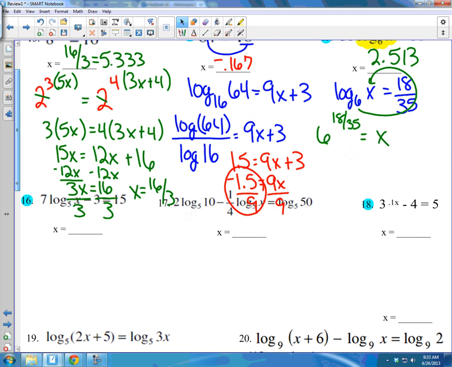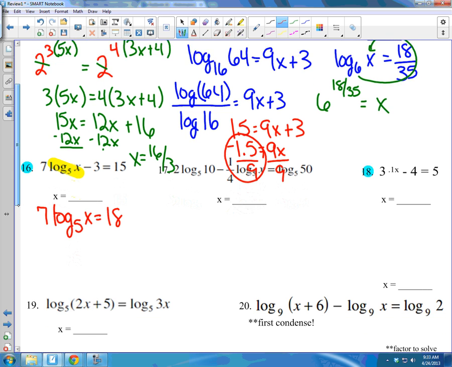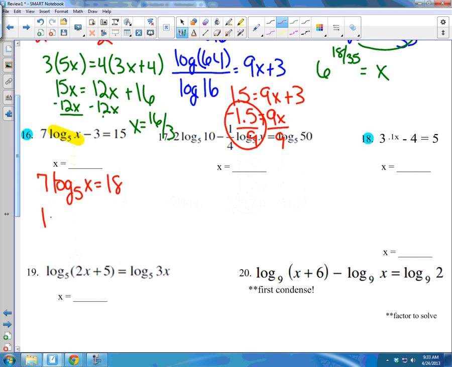All right, let's take a look at 16. So I'm going to have to do a little erasing here so you can actually see 16. Again, we highlighted it because there's a constant, but I can't loop until it's just this log. So I have to move the 3 and the 7. I'm going to move the 3 by adding it to the other side, which is now 18. And now I have to move the 7. Since it's multiplied, I'm going to move it through division.